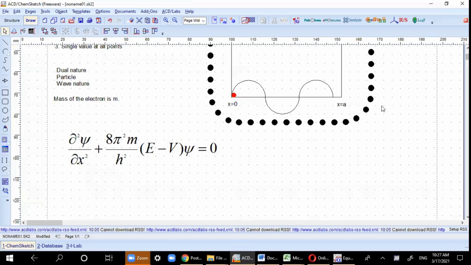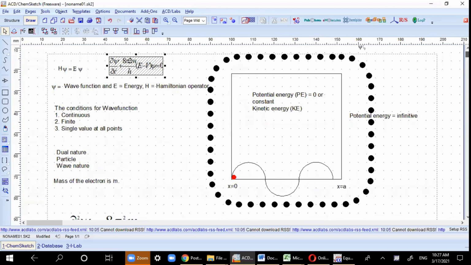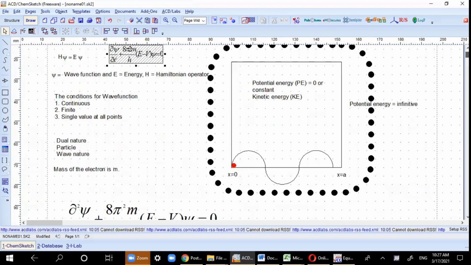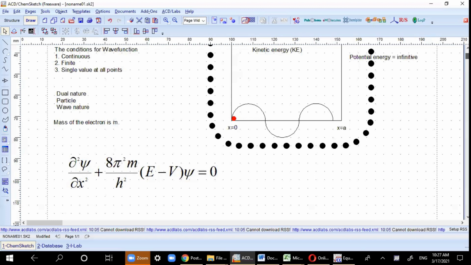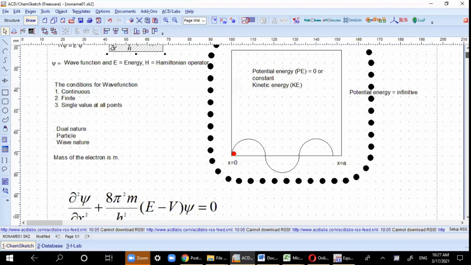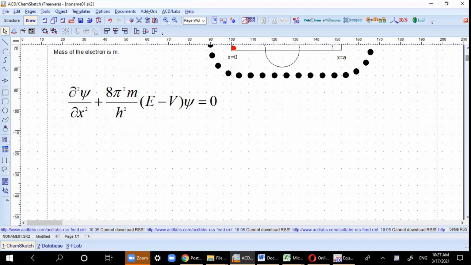This is the Schrodinger equation, the simplified form of H psi equal to E psi: d square psi by d x square plus 8 pi square m by h square into (E minus V) into psi equal to 0. Let us call H psi equal to E psi equation 1 and this one equation 2.